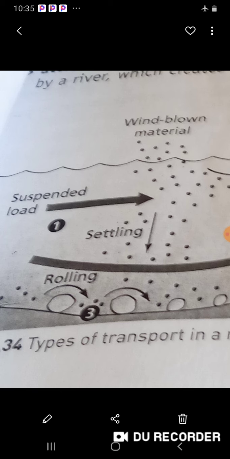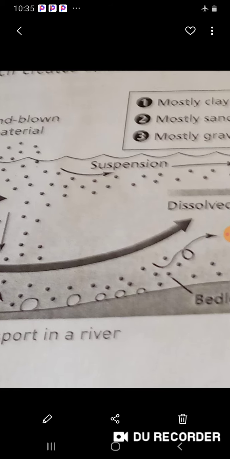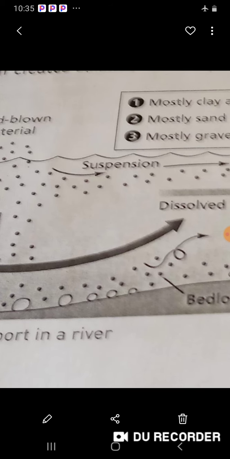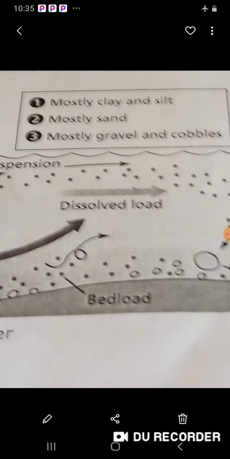At the same time there is a suspended load which is moving and settling. Together with those materials, the load has been rolling. You can see they are rolling down and settling down. At the same time, the load is being suspended, and you can see that some of them are dissolved. Those that go together with the water, because of the speed, dissolve.